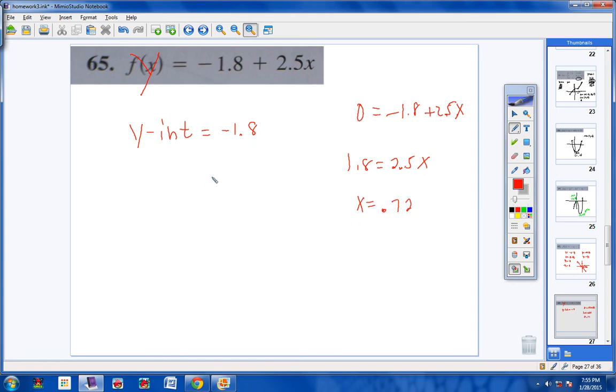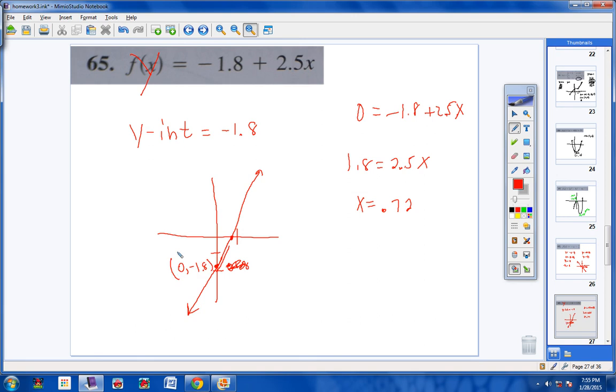So here we go. Don't need a very big graph. The y-intercept is -1.8, so about right here. And the x-intercept is 0.72, so there's 1, so about right here. So there's the line. Not the best line, but hopefully you get the point. So taking a look at the book, there we go, that's exactly right. And it says to label the y-intercept. So your y-intercept right here would be -1.8. Okay, that's where the y-intercept would be. Alright, and of course I guess we really should put 0, -1.8.